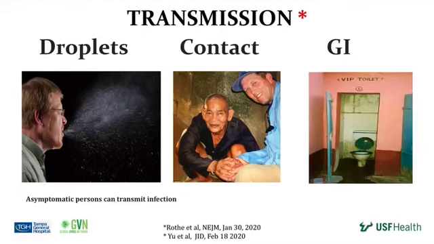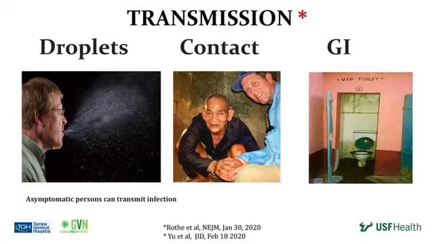So let's talk about transmission. We know a lot of common respiratory viruses, including coronaviruses, are transmitted by droplets. So that's why you'll see droplet precautions on the patients that are being investigated. There is also contact, right? So droplets and contact, that is also a known mode of transmission.